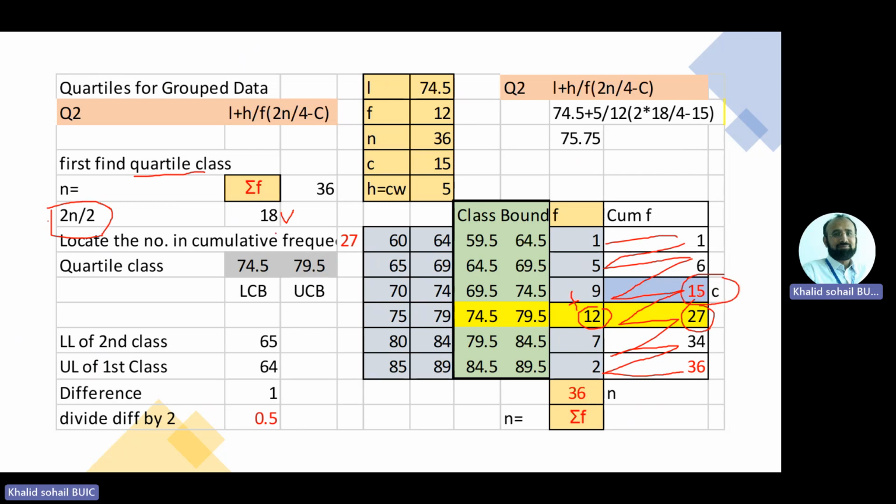And in case this is our median class, it should be converted into class bounds that I have already explained in our median lecture. So it is our class bounds. So this would be our lower class bound, and h would be the difference of this upper class bound and lower class bound. Here I have taken the data and just put these values in this. So our second quartile is 75.75.